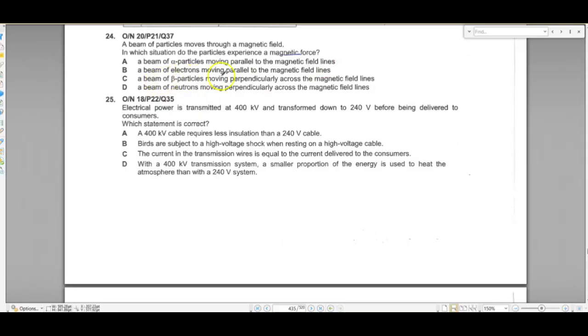The beam of electrons moving parallel to the magnetic field lines. We know that if a particle has to experience a magnetic force, it has to move perpendicular to the magnetic field lines. If it moves parallel to the magnetic field lines, it will make no difference. So a beam of beta particles moving perpendicular across the magnetic field is going to experience a magnetic force. And D is also moving perpendicular, but it is not going to experience a magnetic force because neutrons are electrically neutral. Beta particles are actually fast moving electrons. So these are going to do that, and that is not going to happen.